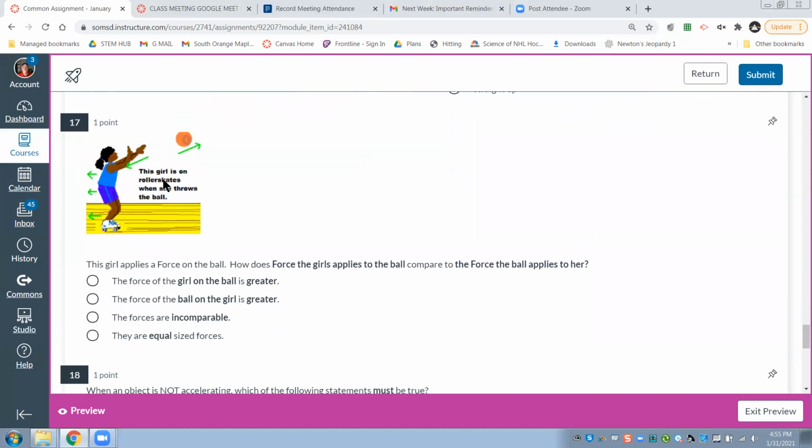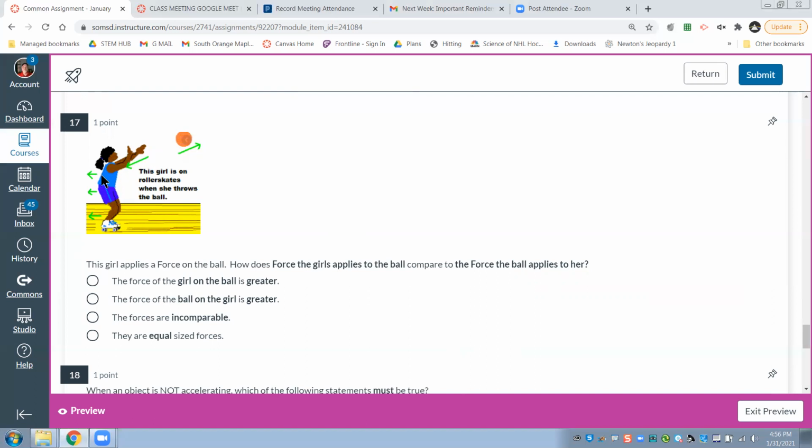This girl throws a ball this way, but she's on roller skates, so she tends to accelerate backwards a little bit. Why is that? Well, both have inertia. The ball has inertia, the girl has inertia. The ball is going to resist the change. So when she pushes the ball this way, the ball fights back and pushes her this way. These forces are the same.